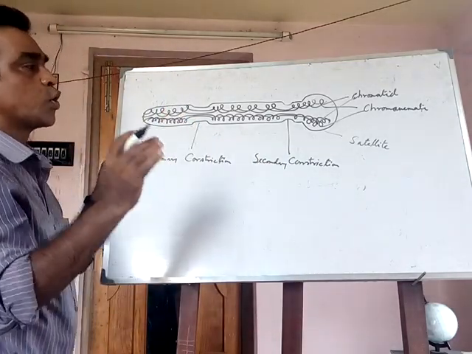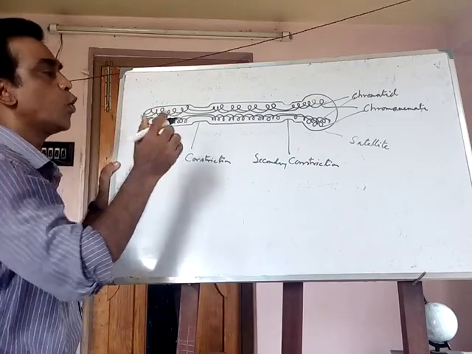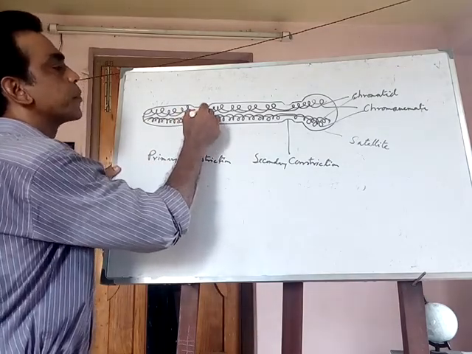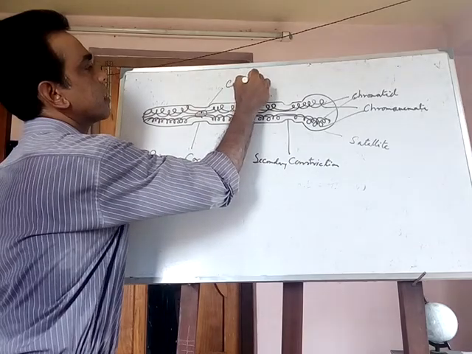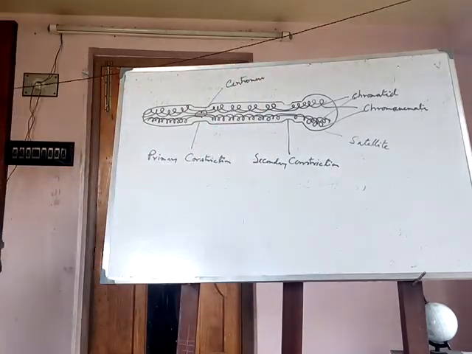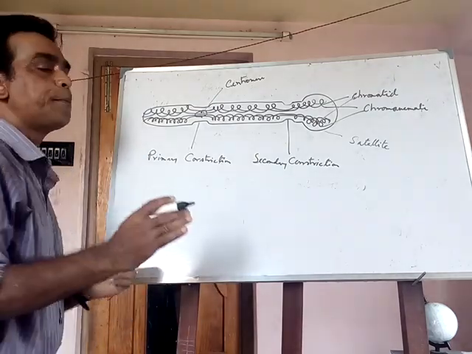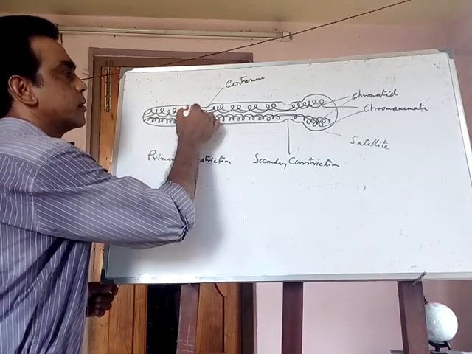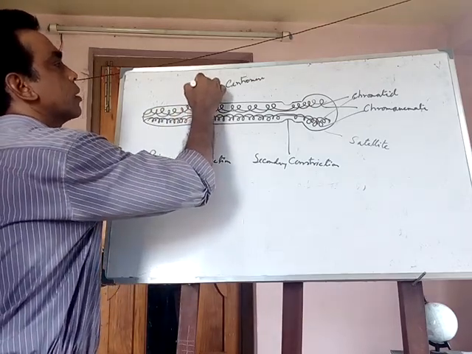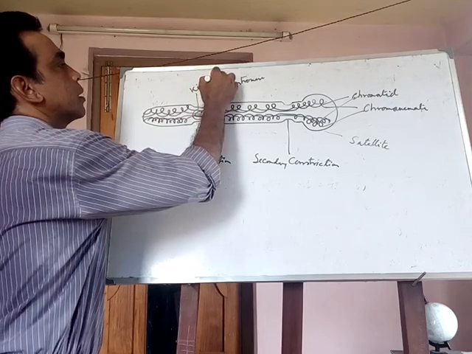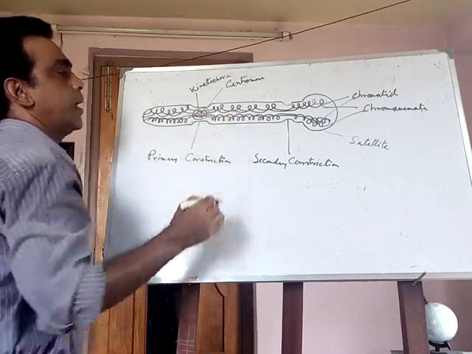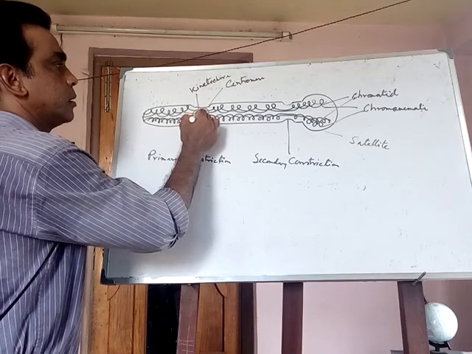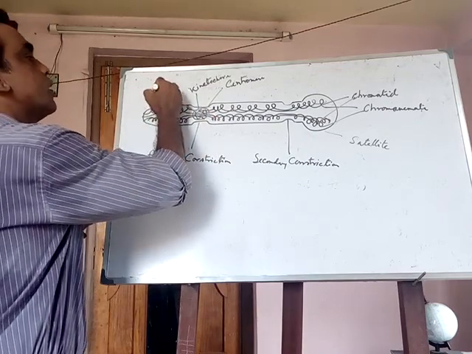In the primary constriction, the place where the chromatids or chromonemata are joined is called the centromere. The platelet-like structure covering the whole centromere is called the kinetochore. There are four nodule-like structures that make up the kinetochore, called centromeric chromomeres.